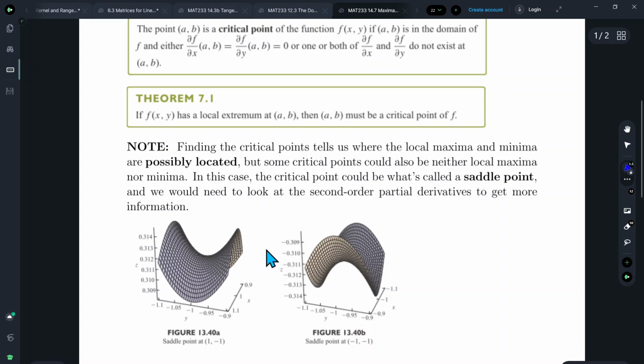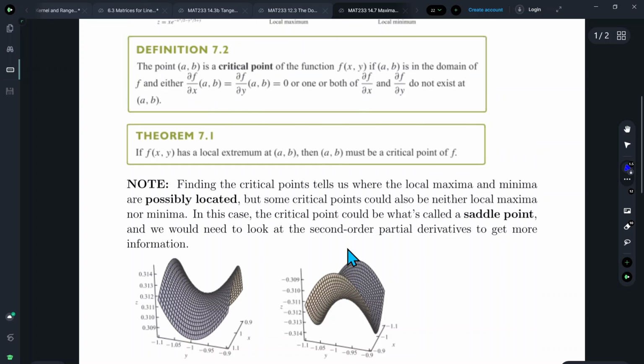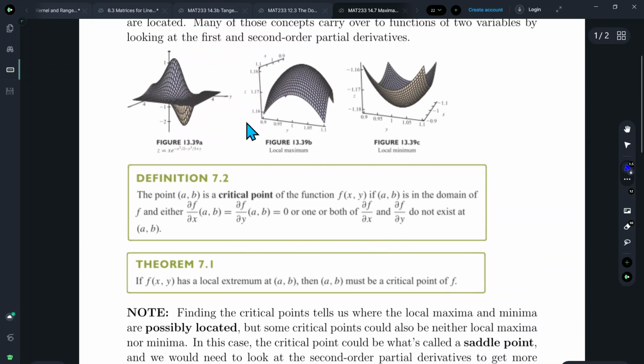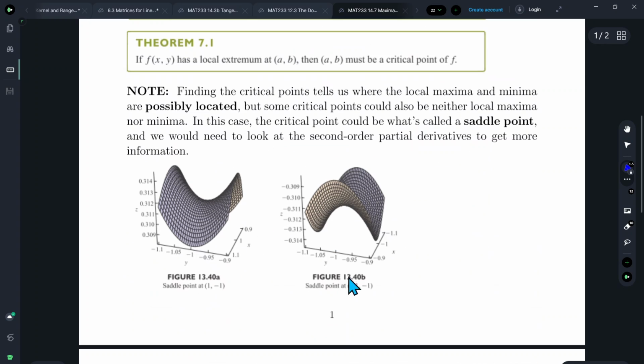Similarly, you can reverse this diagram, and something like this is also a saddle point. These are points you have to be careful about, types of critical points that are neither local maximum nor local minimum. So the goal of this section is to use the first and second derivatives to find the critical points and classify them as local maxima, local minima, or saddle points.